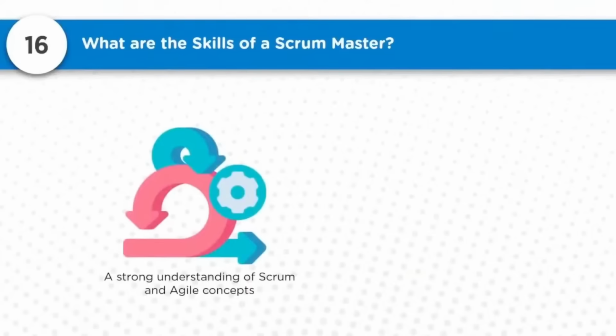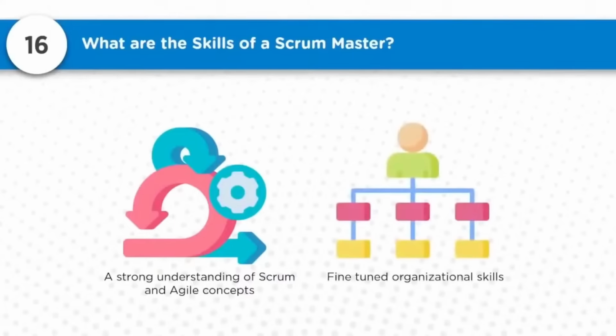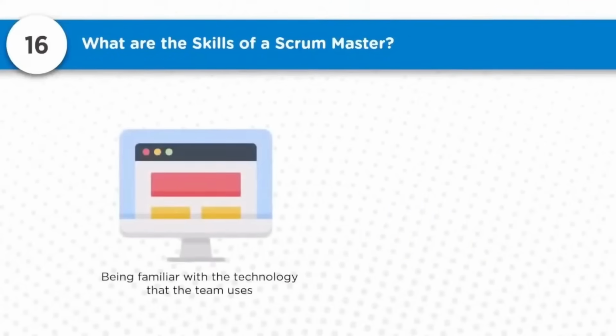So a strong understanding of Scrum and Agile concepts. The Scrum Master should have fine-tuned organizational skills. When the Scrum Master is working with a self-organizing team with various different capabilities, unless the Scrum Master has the organizational skills and interpersonal skills, working with them will become difficult. The Scrum Master should be familiar with the technology that the team uses. Basic understanding of how it works, the dynamics associated with that.